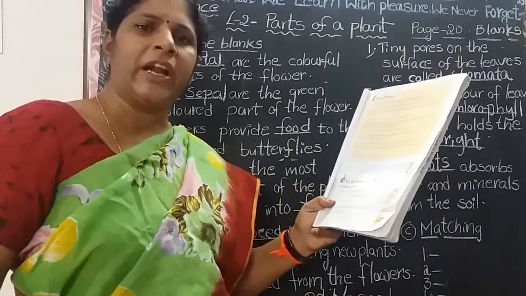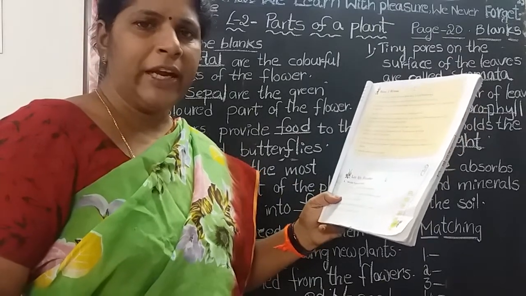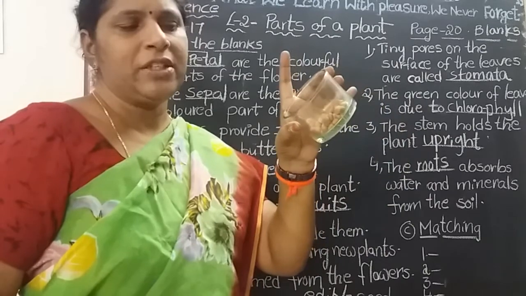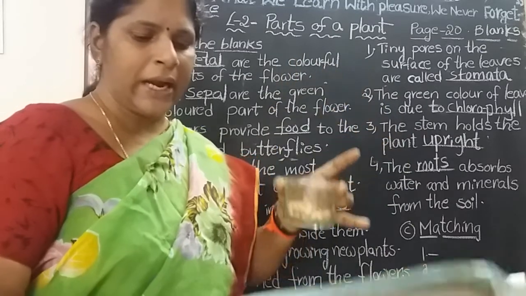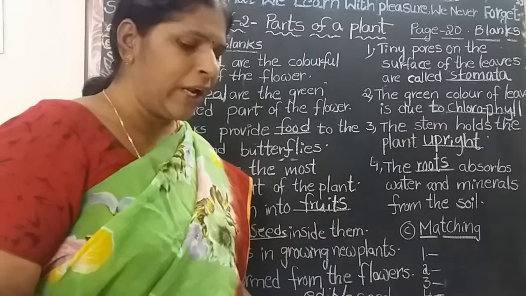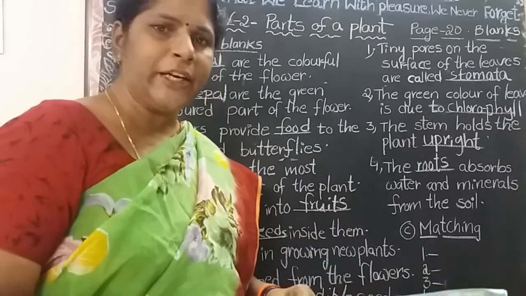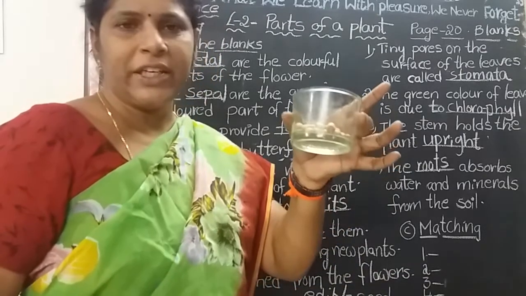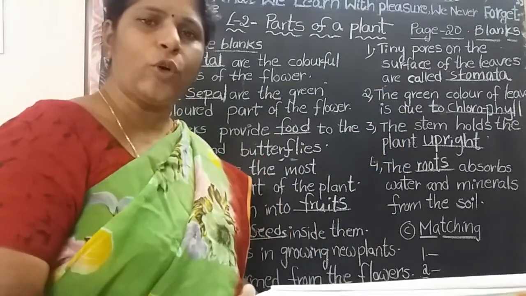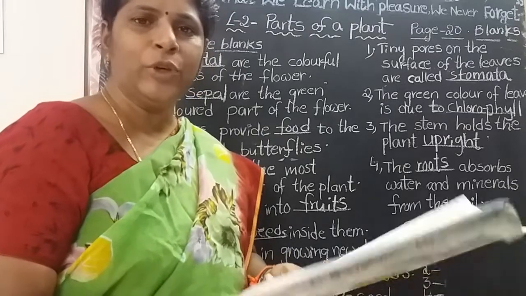Non-edible means which we cannot eat. Edible means which we can eat. And non-edible means which we cannot eat. Coconut is an edible seed only, no? Groundnut is also an edible seed. Like that, coconut also is an edible seed.